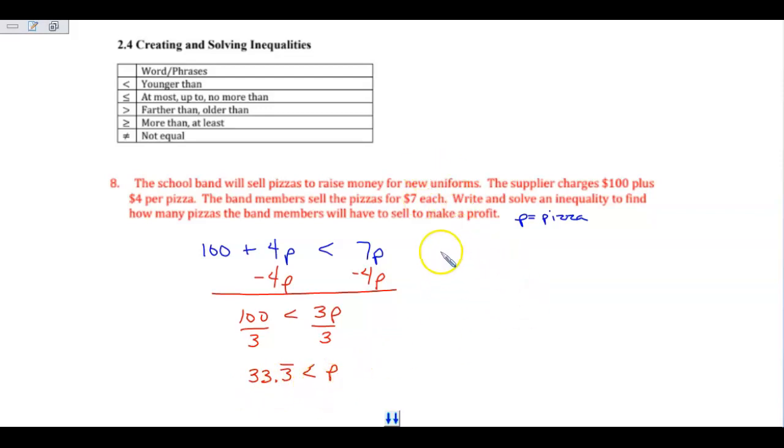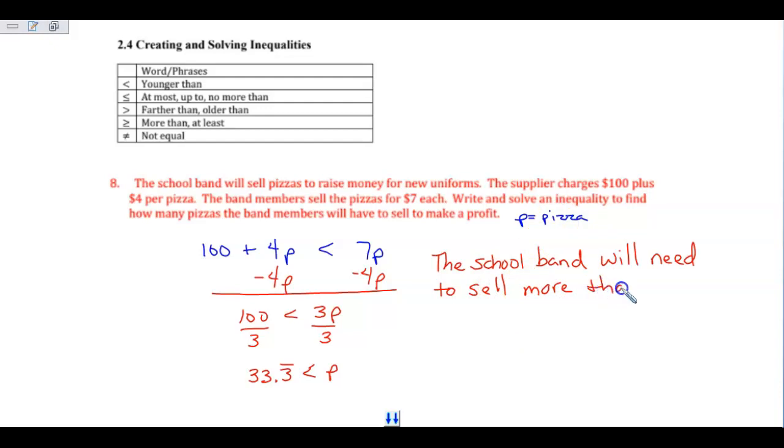Okay? So the school band will need to sell more than 34 pizzas to make a profit.